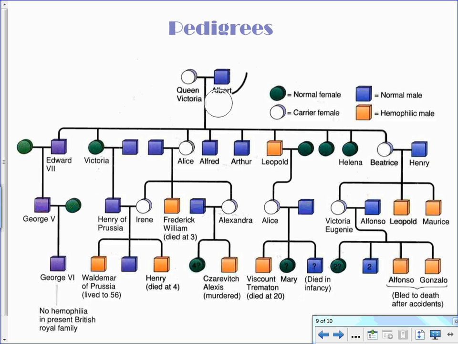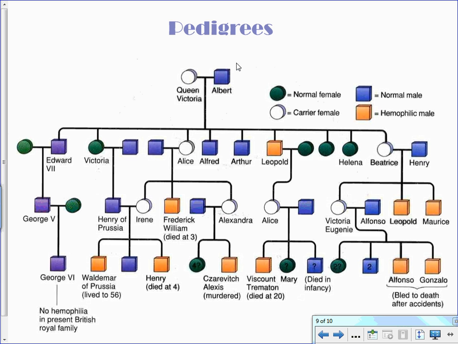As you can see in this chart, this is the royal family from Britain. It goes back to Queen Victoria and Albert there, and this chart is actually tracking the recessive trait for hemophilia, which is found on the X chromosome, so this would be a sex-linked trait.